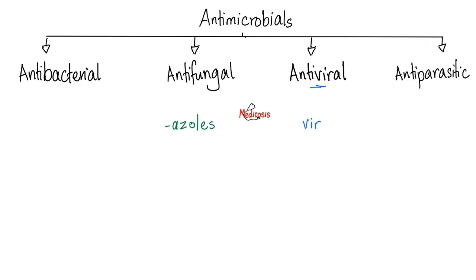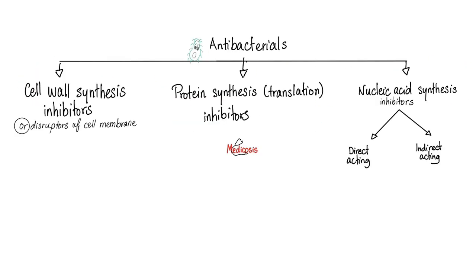So antimicrobials could be antibacterial, antifungal, antiviral, or antiparasitic. Then the antibacterials are divided into cell wall synthesis inhibitors or cell membrane disruptors. So two groups here. Protein synthesis inhibitors could inhibit the 30S or the 50S, and nucleic acid synthesis inhibitors, whether direct acting or indirect acting.